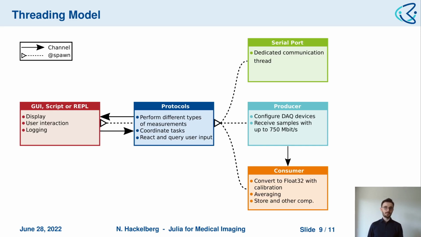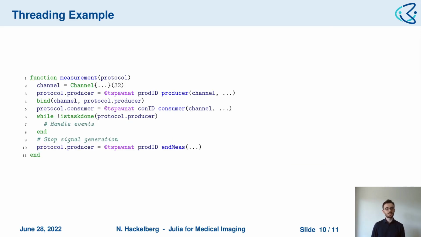And it can also spawn, for example, the producer and consumer pattern. I'll leave with a more concrete example of this threading from a protocol where we need to perform hundreds of measurements. So I'll start with the measurement function itself. Here we open a channel and start the producer and the consumer on dedicated threads. And while the producer is still active, the protocol itself can react to user input. And after the producer finished, we know our signal has finished and we can shut down the repeaters. And we do that again on a dedicated thread, because now we can already start preparing the next measurement. And you can see that here.